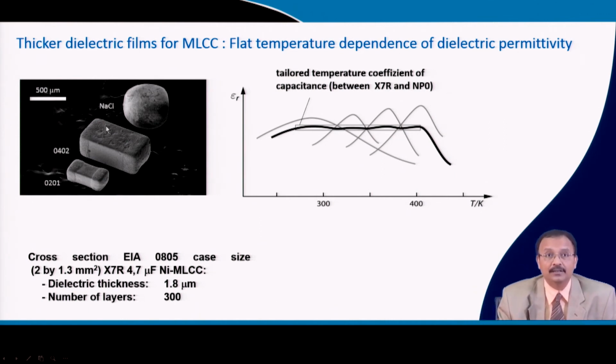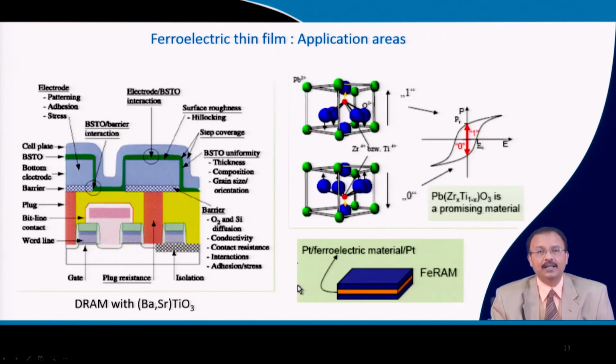This is a comparison of commercially available MLCCs with a salt grain. You can see how small one can miniaturize to get a very high dielectric constant and capacitance, which is in the order of 4.7 microfarad in this small area for this particular device.